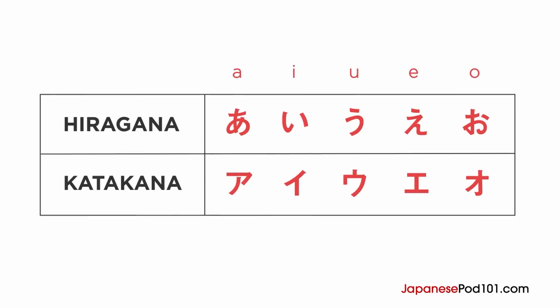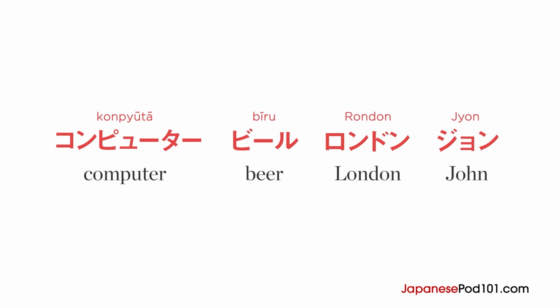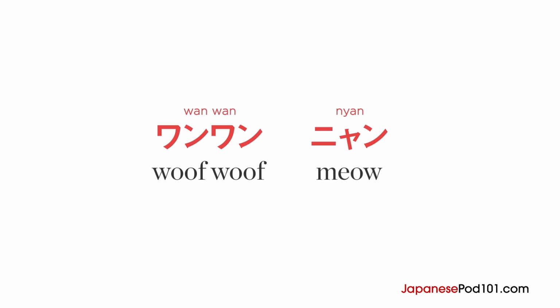We mentioned before that katakana is almost exactly the same as hiragana. The only difference is that it looks slightly different. This is the least common of the 3 scripts because it's used to write foreign words and names, コンピューター、ビール、ロンドン、ジョン、 and onomatopoeic sounds. ワンワン、ニャン。It's common to learn katakana after you learn hiragana because of their similarities.